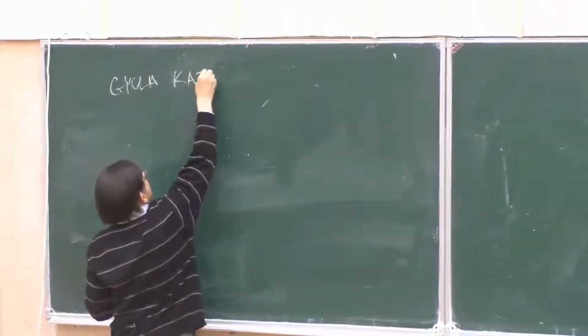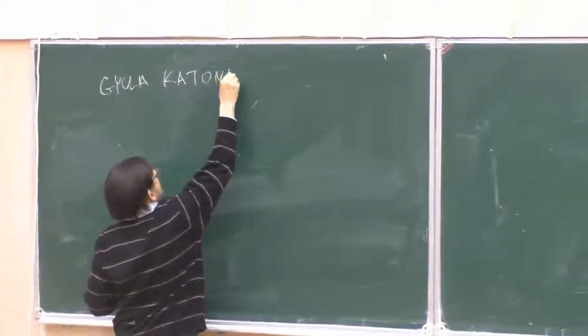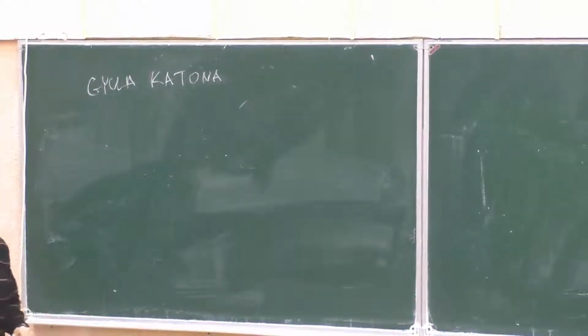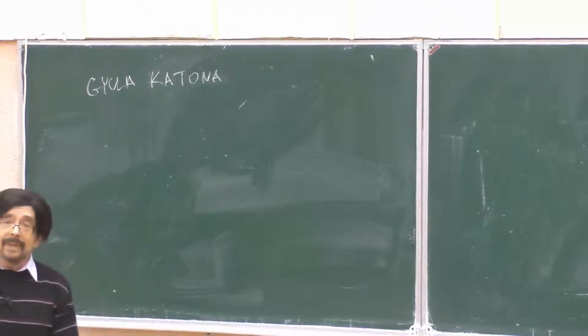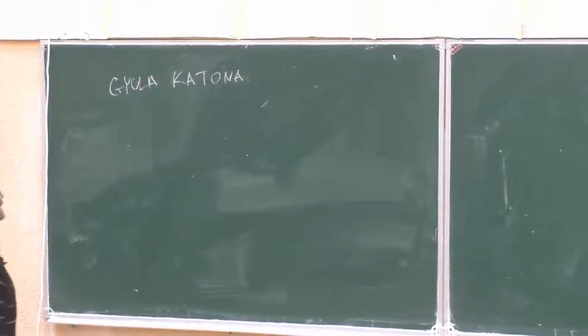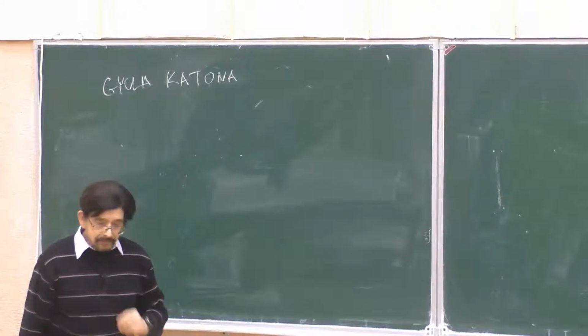So, okay, my name is Gyula Katona. In Hungarian, the accent is always on the first syllable, so it's Katona, but I introduce myself in America as Katona, because they don't understand here. This way, I am from Hungary.